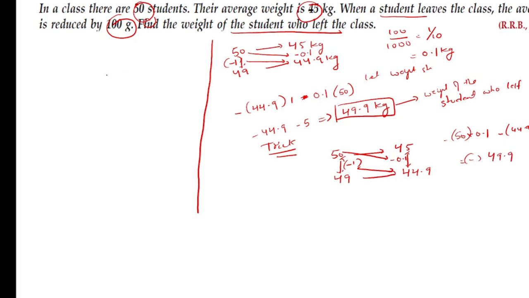So what is the traditional way of doing this problem? The traditional way is, 50 members' average weight is 45. So what is the sum of weights? It is equal to 45 into 50. That is 0, 5 5 is 25, 5 to carry 2, so 2250 is the sum of weights. Next, the sum of weights of 49 students is the average 44.9 into 49.